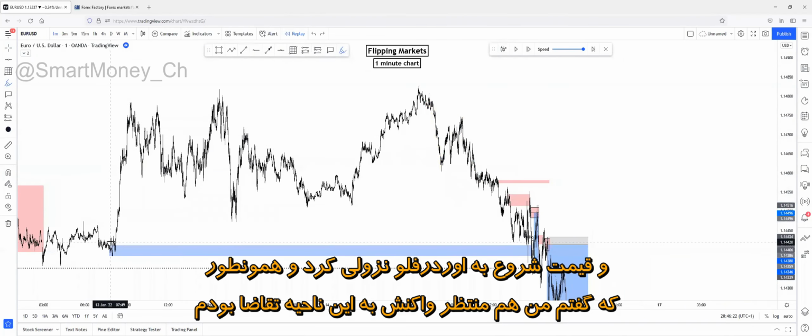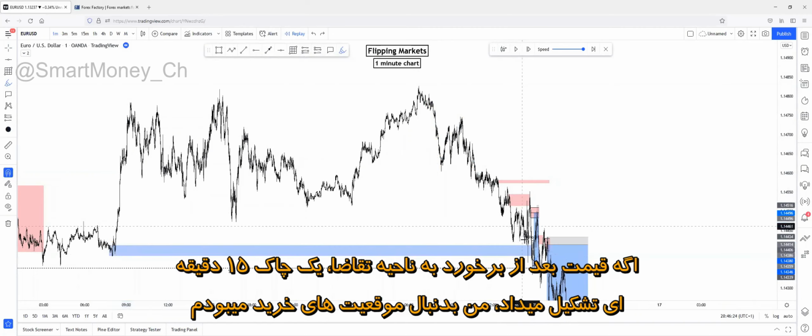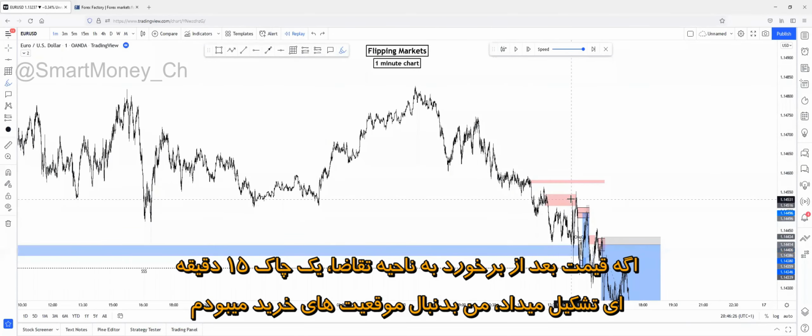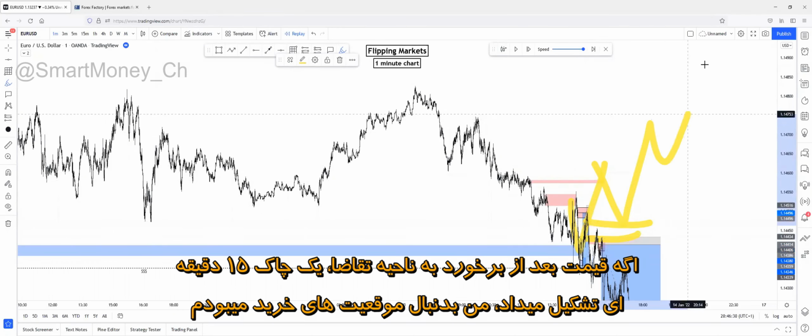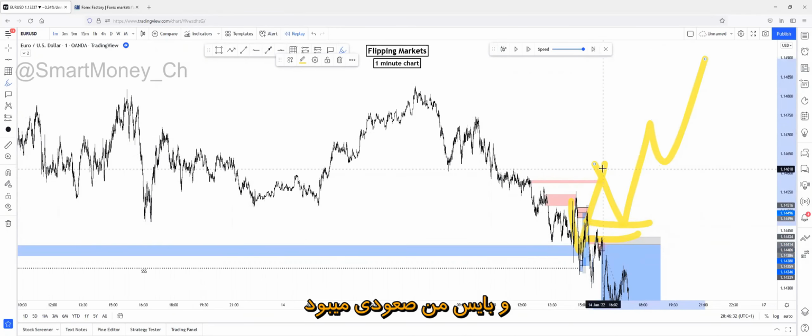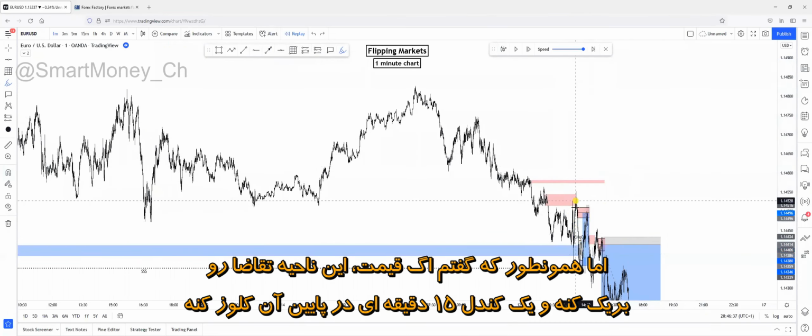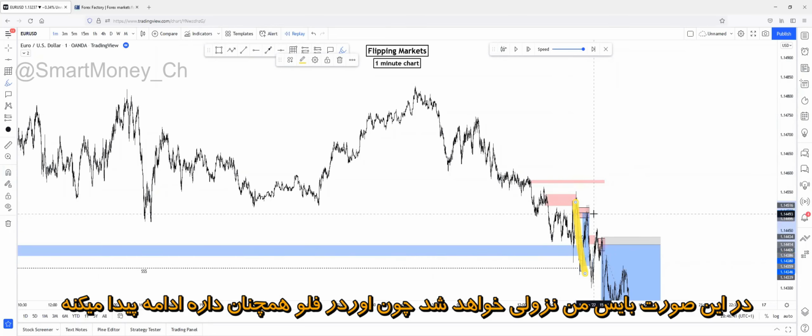And as I said, I was waiting for a reaction on this demand zone. If price would have created a 15-minute change of character after the tap of this demand zone, I would be aiming for long opportunities, and my bias would have been bullish. But as I said, if price breaks below this demand zone with a 15-minute candle, with a 15-minute body closure candle, then my bias will be bearish, because the order flow is still being continued.